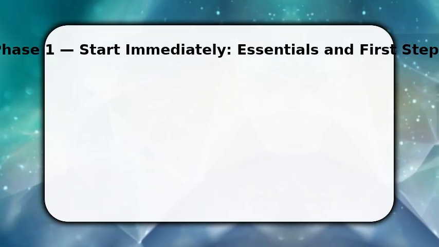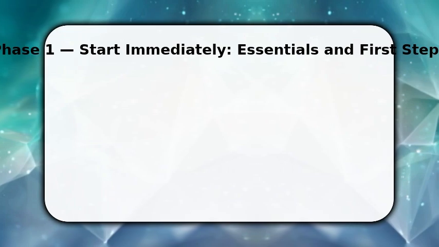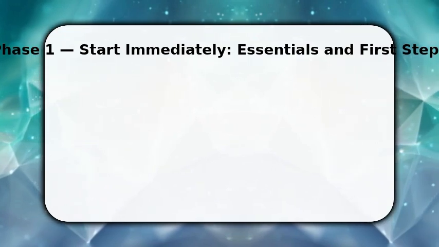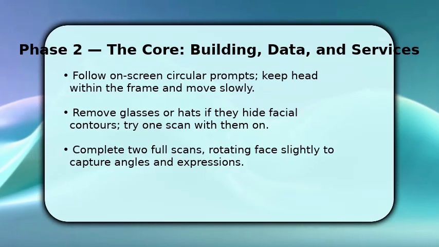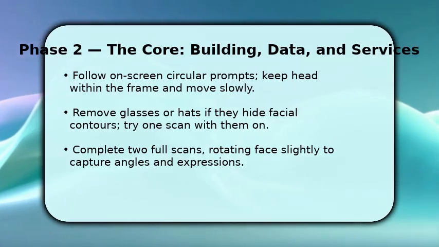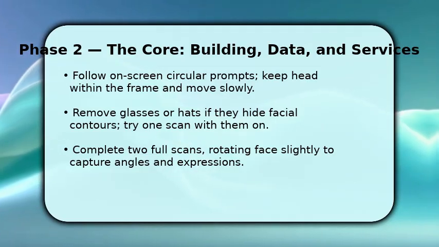Now open Face ID settings and tap Add Alternate Appearance. Follow prompts slowly, so the device captures reliable depth and texture data. You'll see a circular frame and instructions to move the head. Follow them deliberately. Slow, smooth rotations give the depth sensor clearer geometry.